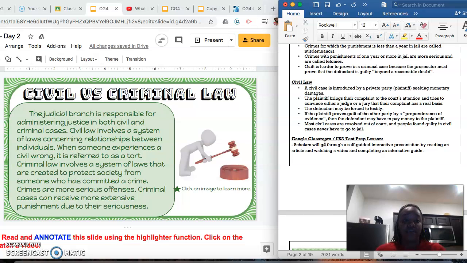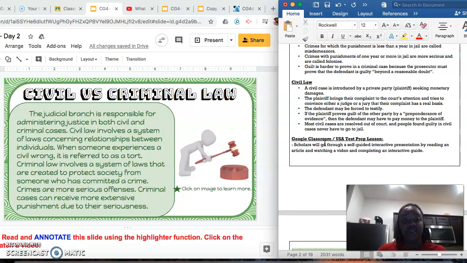Civil law, on the other hand, is a civil case that is introduced by a private party known as a plaintiff, and they're seeking monetary damages. The plaintiff brings their complaint to the court's attention, and they try to convince either a judge or a jury that their complaint has a real basis. The defendant may be forced to testify, which means they have to give their accounts or their perspective of what happened. If the plaintiff proves guilt of the other party by a preponderance of evidence, then the defendant may have to pay money to the plaintiff.